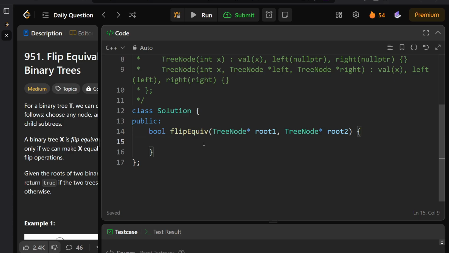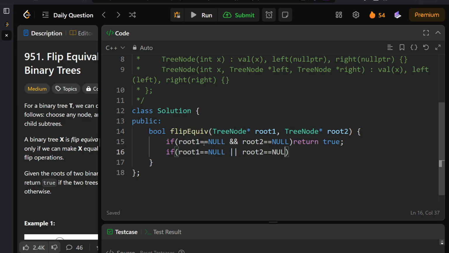This is my problem. First of all, what I have done is I simply check whether both trees are null or not. If both trees are null, then we can clearly see that these two trees are simply equivalent. So in that case we simply return true. Also we have to check whether one of them is null and the other one is not null. In that case, we simply return false.